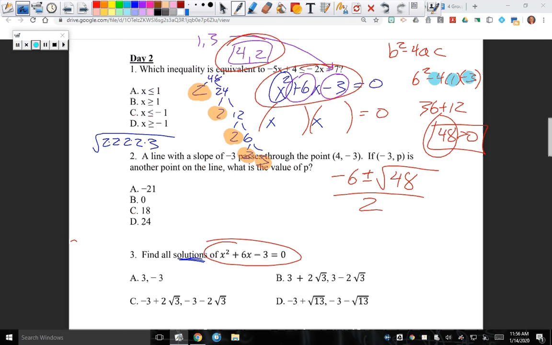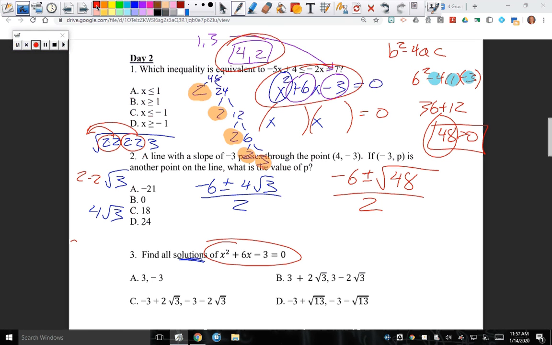Okay? And yes, some of you might even see this as 16 and pull out a 4. That's perfect. That's even better. Your speed, your number sense is on point. If you don't, you'd pull this out, you'd pull this out. Each one would come out as a 2. The 3 would remain, so 4 root 3 is what that 48 would simplify to. That's simplifying the radical. So I have negative 6 plus or minus 4 root 3 all over 2.